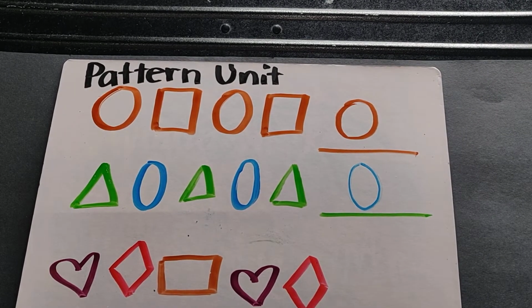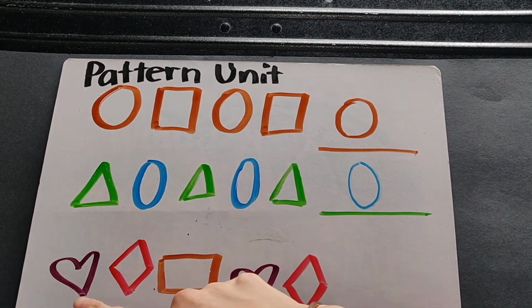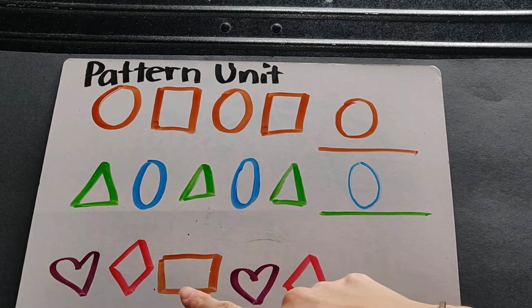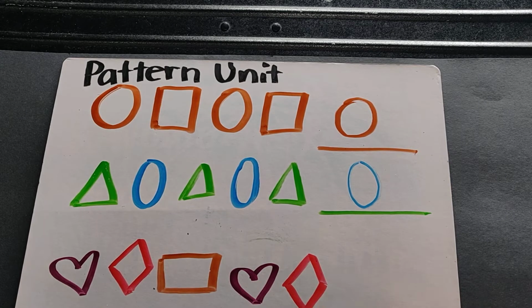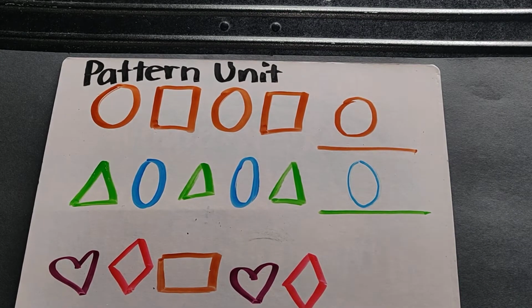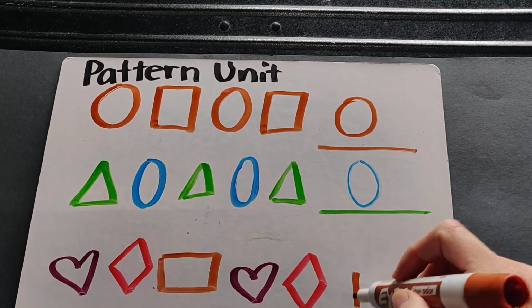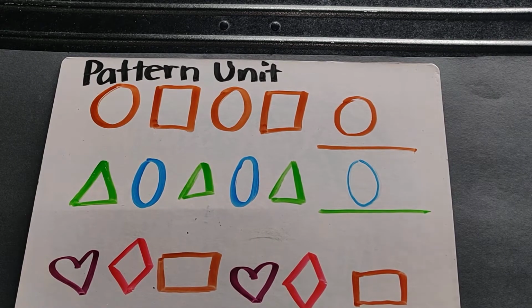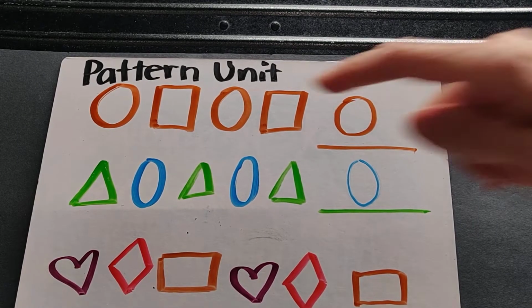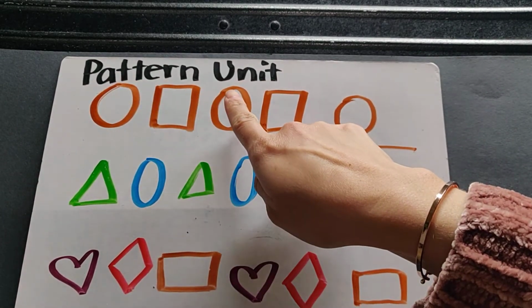And let's take a look at our last example. Heart, diamond, rectangle. Heart, diamond. What do you need to go next? A rectangle. Great job. Let's also remember this important vocabulary phrase, pattern unit.